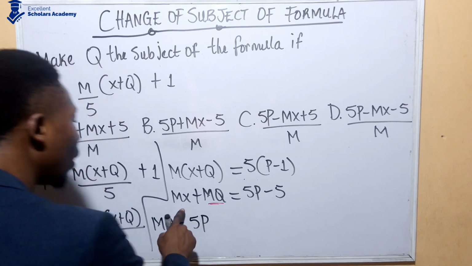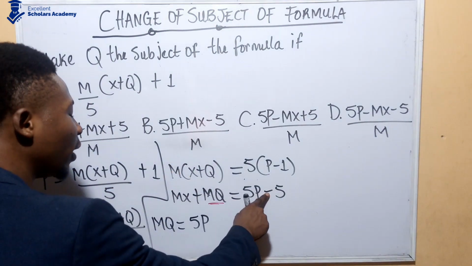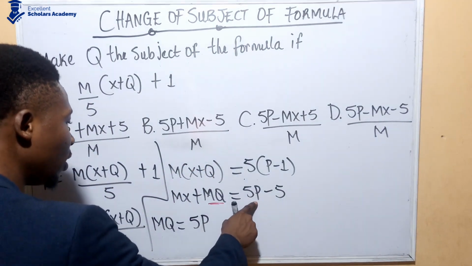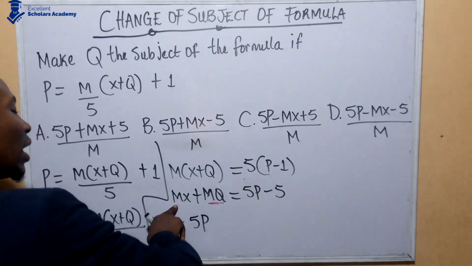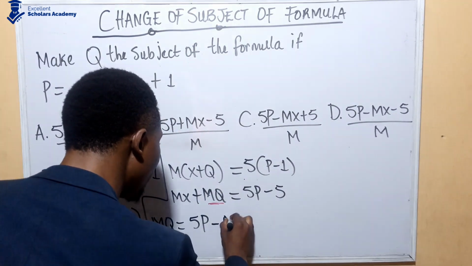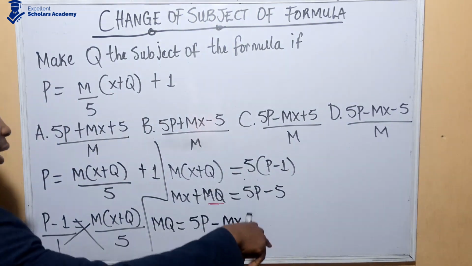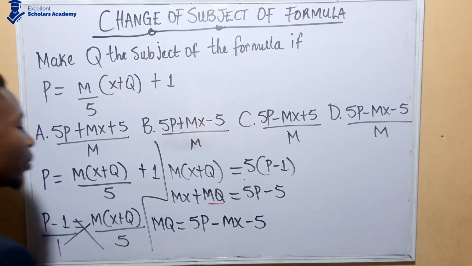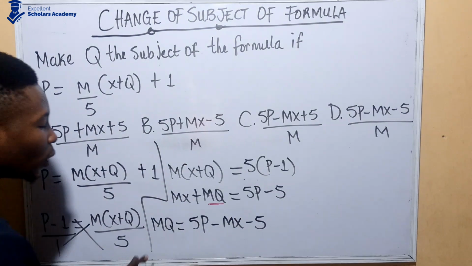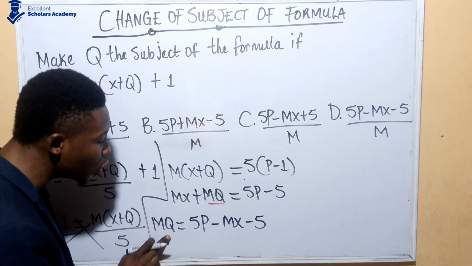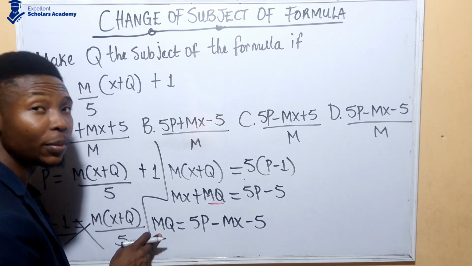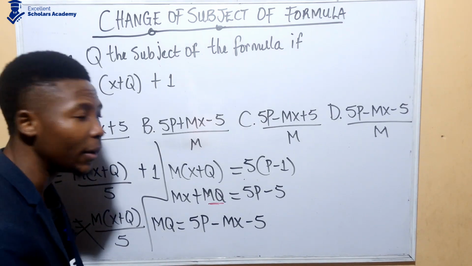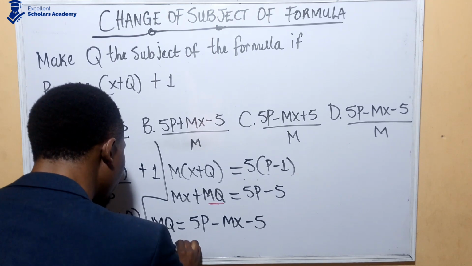5p. Now let mx come next before the minus 5. 5p was already here. So take plus mx here, it becomes minus mx. That's when it crosses the equal to sign. Now, then you have your minus 5. Can you see it? Now, you have mq now. The only thing obstructing q from standing alone now is m. So you have to divide both sides by m.